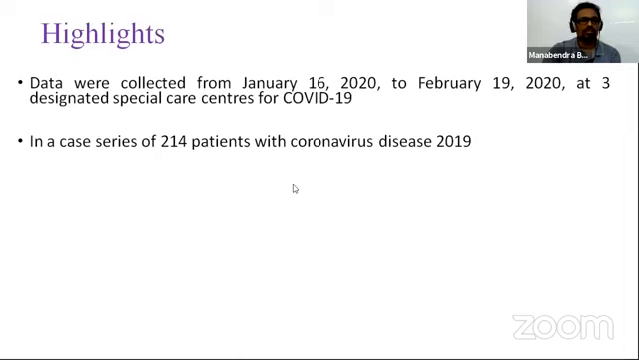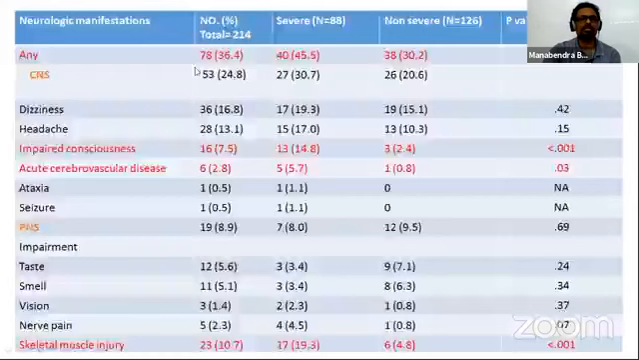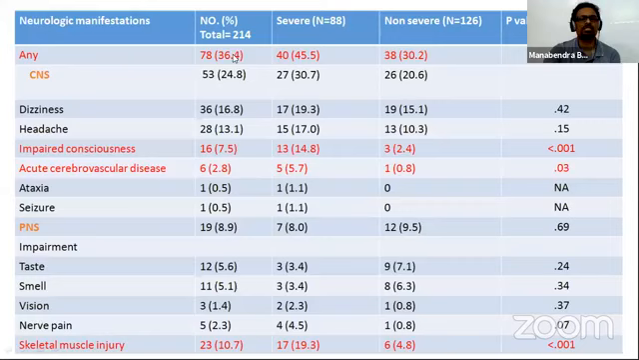And they found that the non-severe patients were 58%, severe patients were 41%. And this is the study result. You see 36.4% of patients having neurological manifestations. And these red lines are the impaired consciousness, cerebrovascular disease, and skeletal muscle injury. They are significantly higher in the severe group of the illness. They also show the widespread neurological illness. So there are a lot of neurological manifestations taking place. That is the evidence.